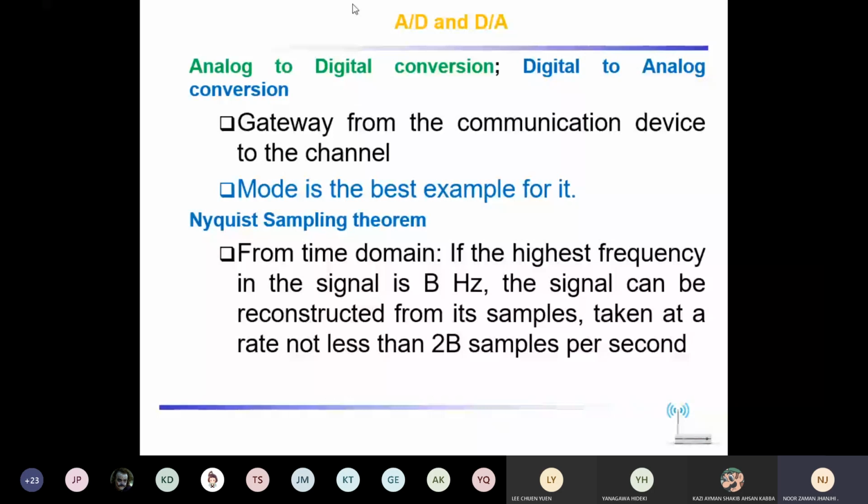So the gateways are there from the communication devices. We do this with the help of modems. I hope that you are aware of the modem. A modem is actually for modulation, converting from analog to digital and digital to analog. There are many examples of this that we use, but we just talk about one of them, what we are doing right now.